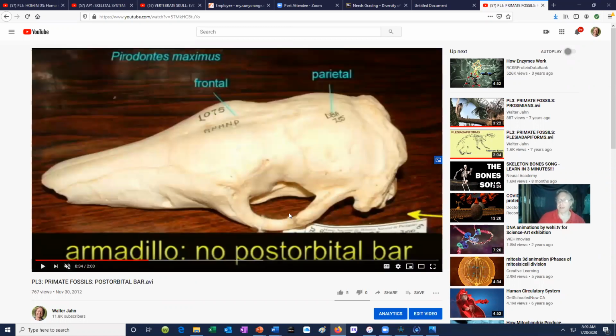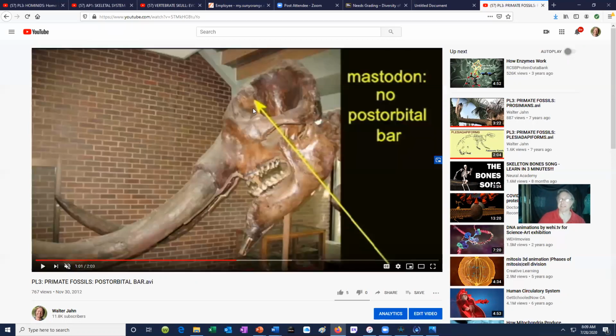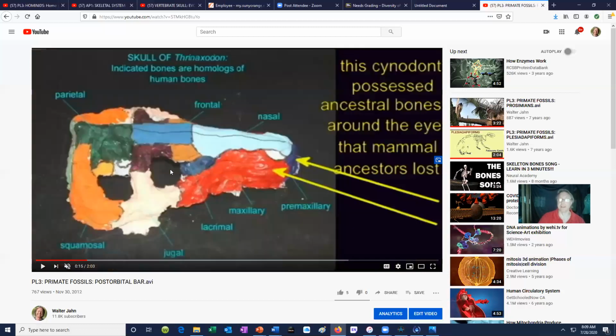And so thus, in the first mammals, and in many mammals today, like this armadillo, the eye fits here and the jaw muscles fit here. There's one space for both of them. If you were to look at this mastodon, the eye would fit here and the jaw muscles fit here. There is no space separating them.